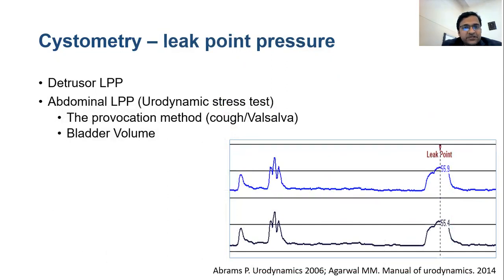Then abdominal leak point pressures are also important, in which the provocation method in the first spike shows cough, the second spike shows Valsalva. So that should be noted, and this will give some idea about how weak the outlet is.